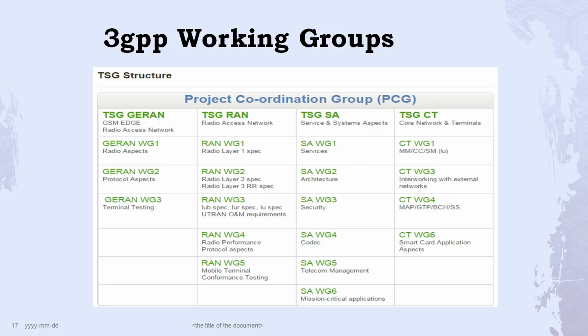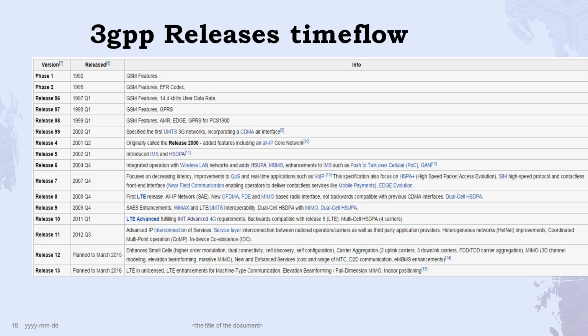If you want to read more in detail about what these different working groups are working with, just go into the 3GPP website, and each TSG has its own website and a description of the different working groups, and there are links also to the different working group meetings and test specifications.